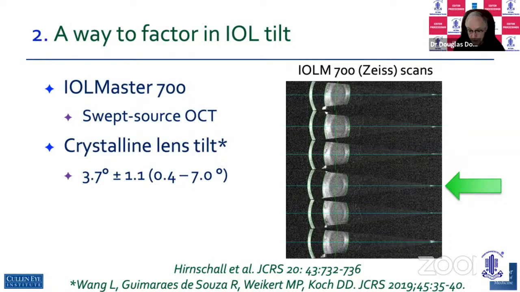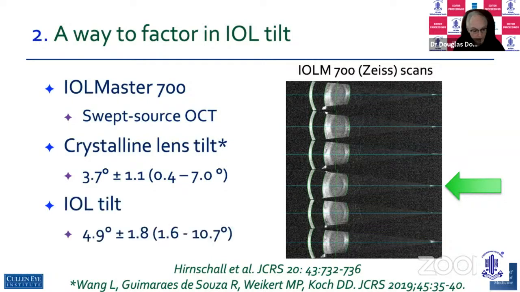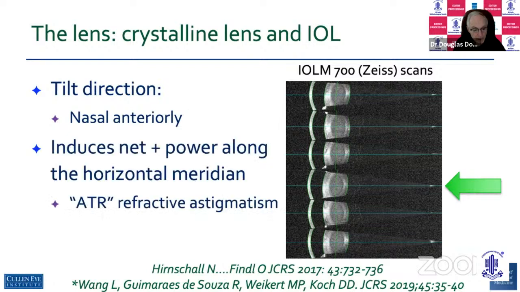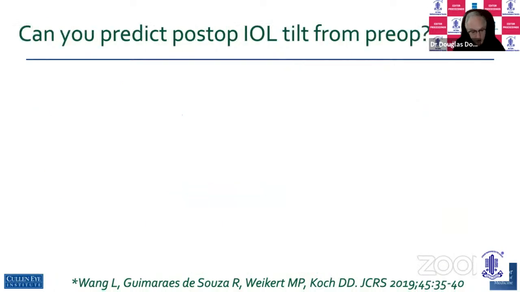It's because we are placing the image on the fovea, and the eye has to rotate to bring the image onto the fovea. IOL tilt, interestingly, is more than lens tilt, up to 10.7 degrees in our study. It's nasal anteriorly. And what this tilt does is induce plus power along the horizontal meridian. It's another cause of against the rule refractive astigmatism in our patients.